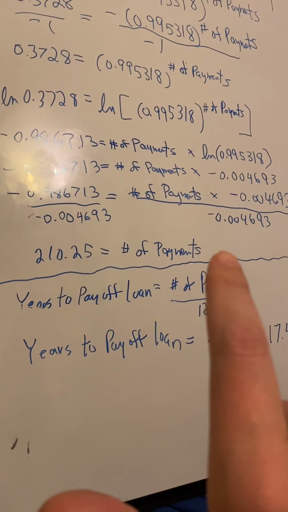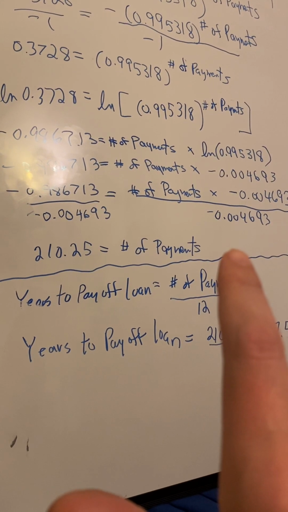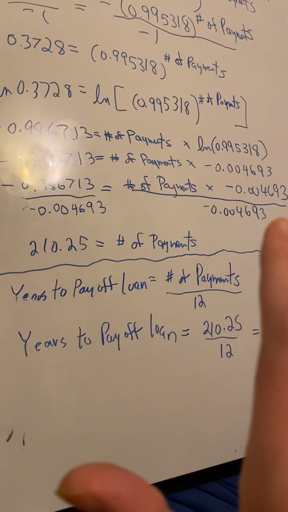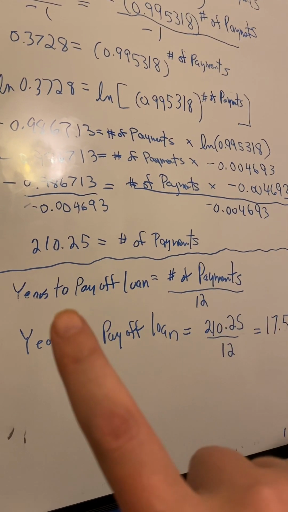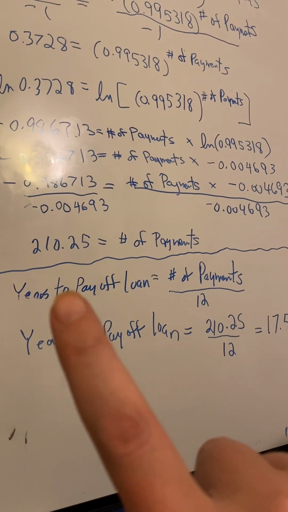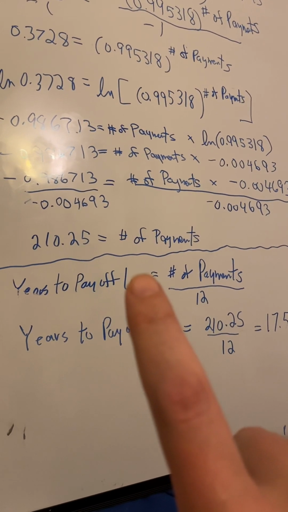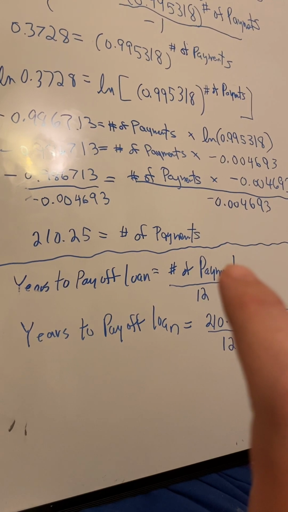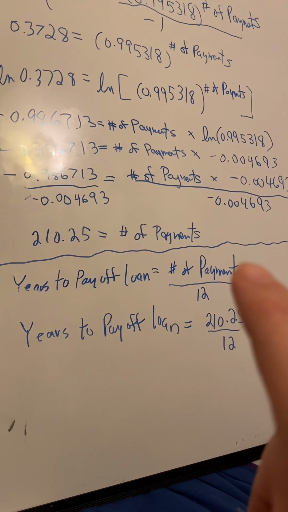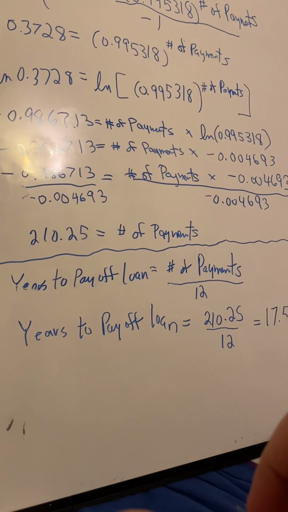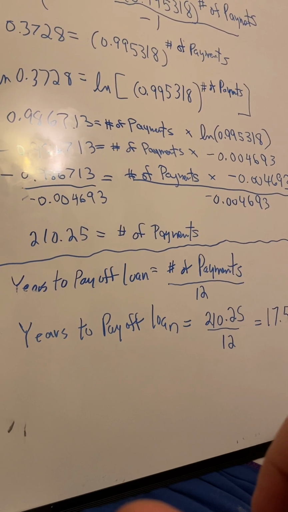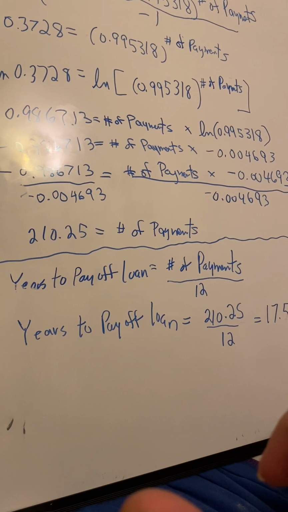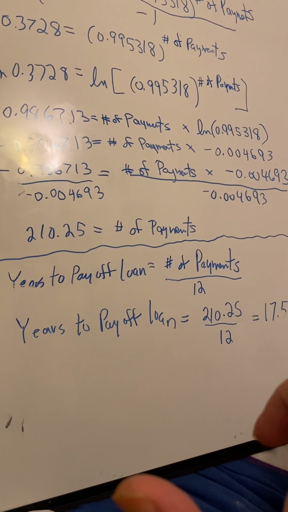So now we know our number of payments. But what we were looking for was how many years it takes to pay off the loan. Well, we could put together a formula. The years to pay off the loan is the total number of payments, because we're making payments every month over the course of the loan. And if we divide by 12, we would get the amount of years that we would be making payments.